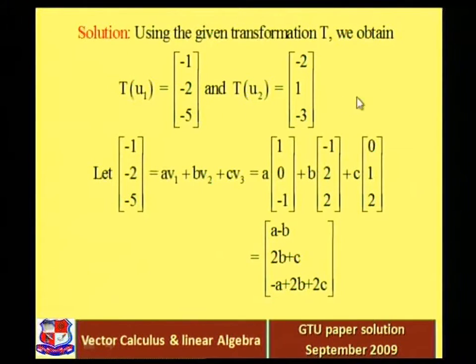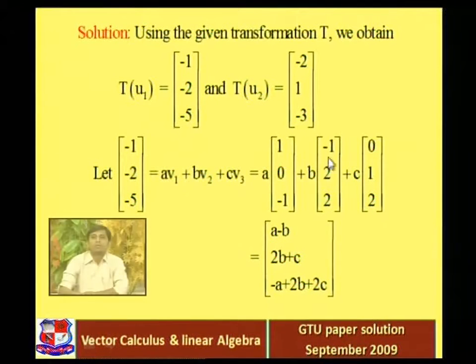Now both of these vectors can be expressed as a linear combination of v1, v2 and v3. Here I wrote minus 1, minus 2, minus 5 equal to a v1 plus b v2 plus c v3. So what is our v1? This is v1, v2, v3. So a into 1, 0, minus 1 plus b into minus 1, 2, 2 plus c into 0, 1, 2. Simplifying these three terms, the first coordinate is a minus b, the second coordinate is 2b plus c, and the third coordinate is minus a plus 2b plus 2c.